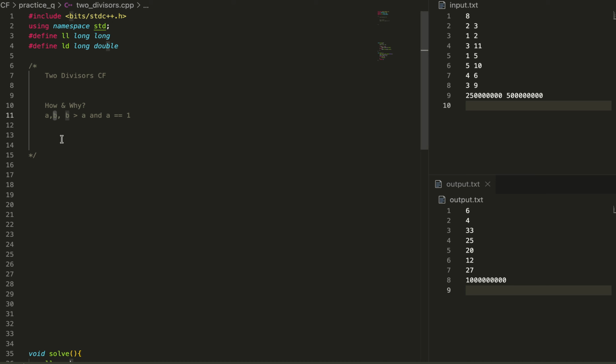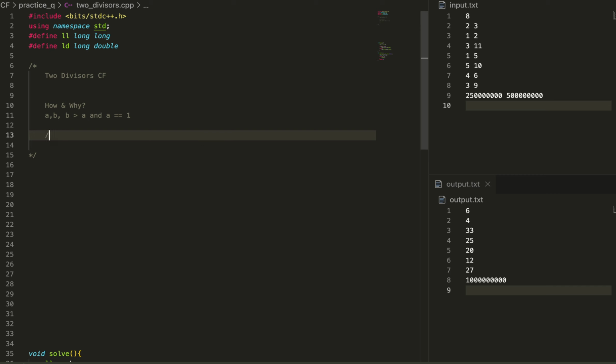It is basic maths knowledge that if you multiply b by its multiples, like b times 2, b times 3, b times 4, and so on, you're going to reach a number where probably a and b can be the two largest divisors.